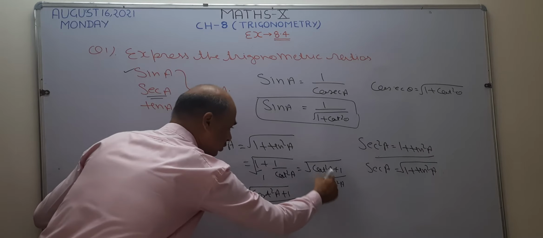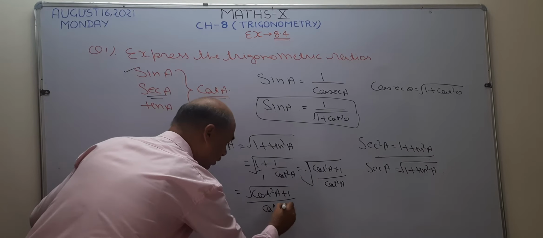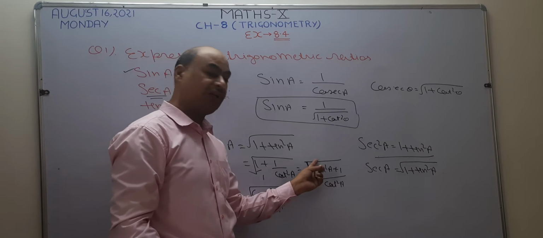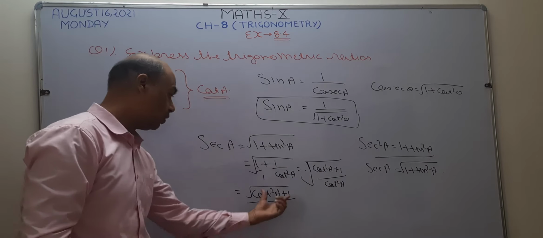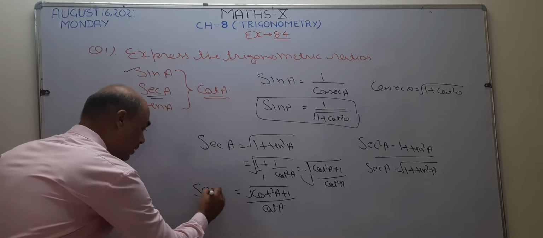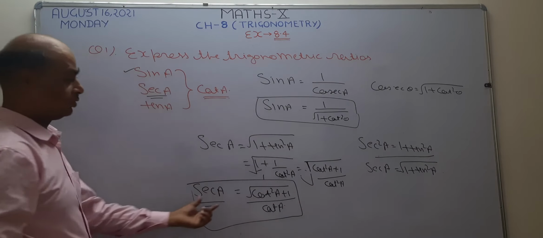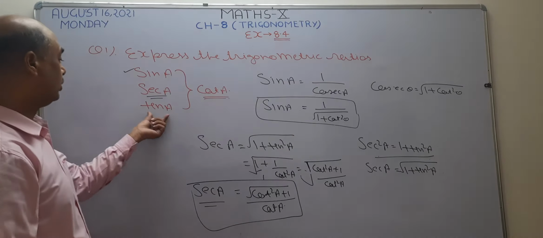I cancel this square with the square root, so I write here only cot A. This square is going to cancel with its square root, so I write it without root. The root is on the denominator part only. So secant A becomes, in terms of cot A, this. So this is your answer. Clear? Now tan A is left.